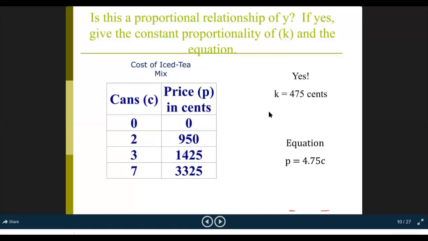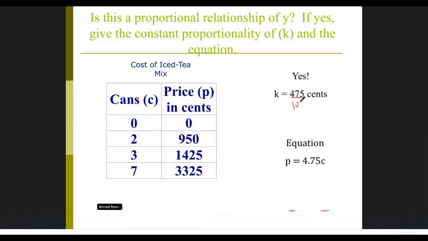So the equation we are going to write: instead of y, we will write b, and instead of x, we are going to write c. In this case, we divide by 100 to change from cents to dollars. 475 cents can be changed into $4.75. So this is the equation which we are looking for. Okay, any question? No.